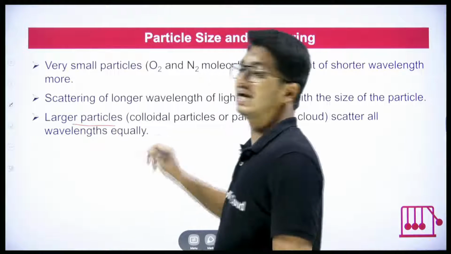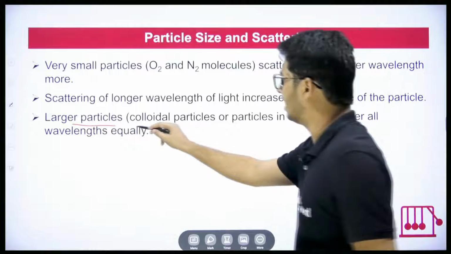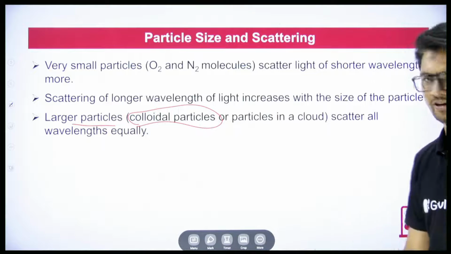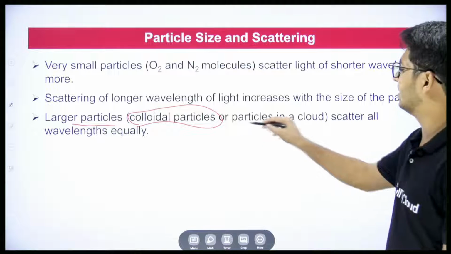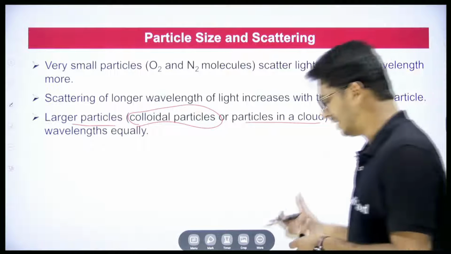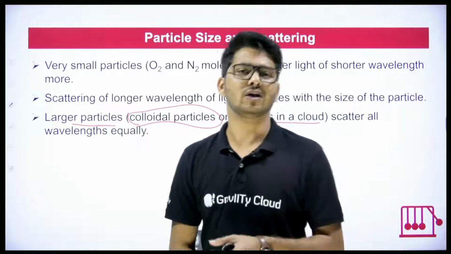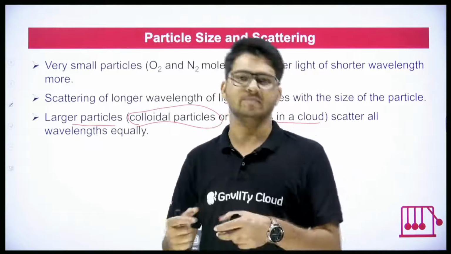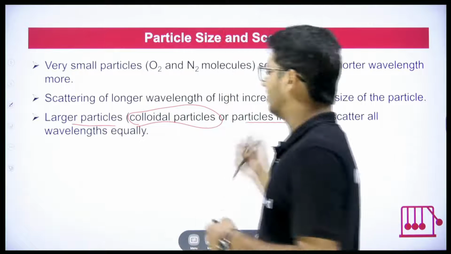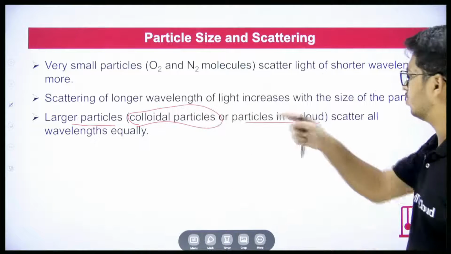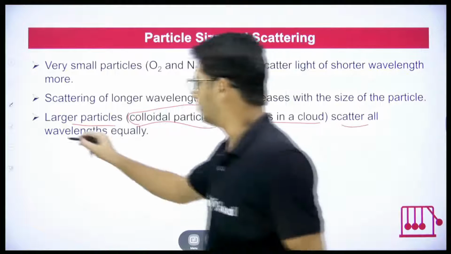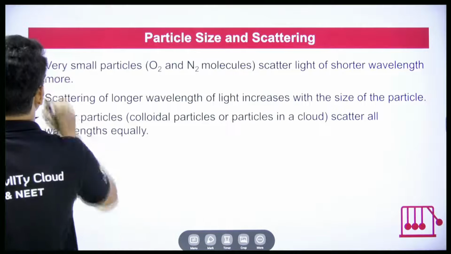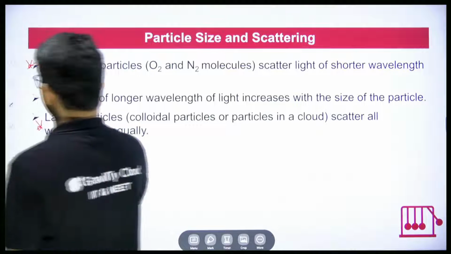Whereas larger particles, colloidal particles, what are colloids? You have learned that in chemistry, and we'll also be going into that later on. So colloidal particles or particles in a cloud. A cloud is made up of water droplets, ice crystals, dust particles, all of them. Comparatively they are larger particles, and they scatter all the wavelengths equally. So these two points are very, very important.